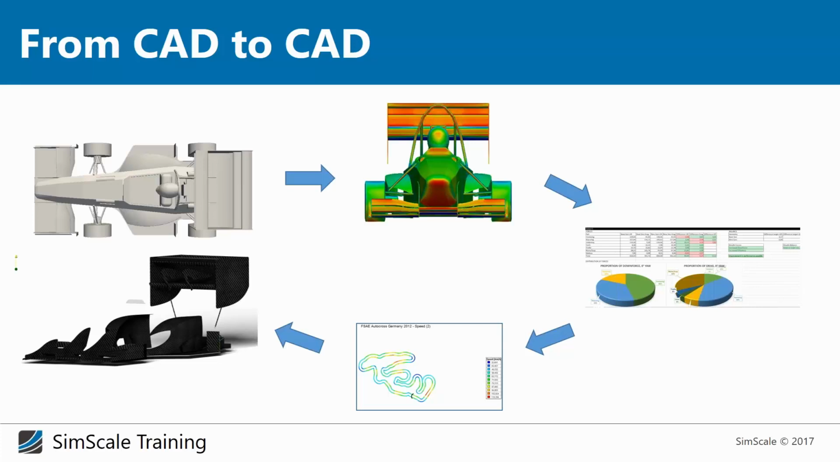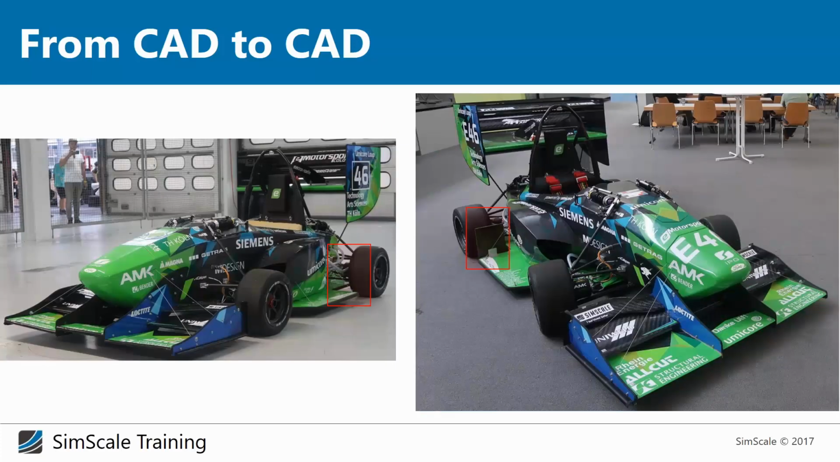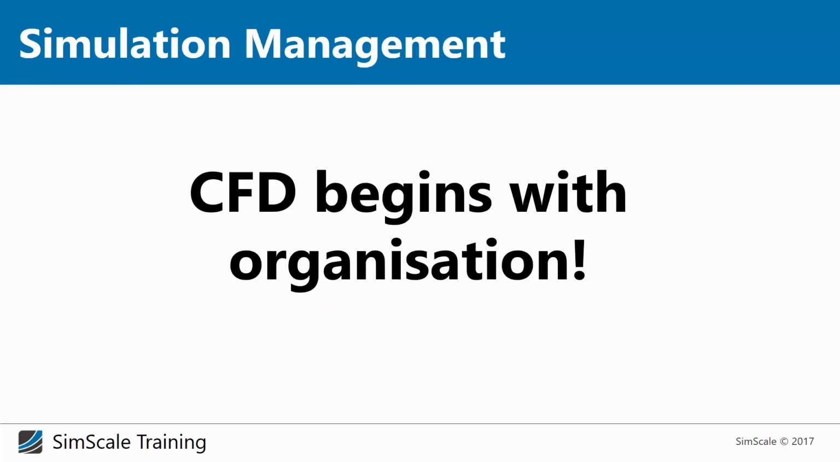And what would be a better example for that than our plate in front of the rear tire? It was an update before the Formula Student Spain, and in Spain I had to answer nearly every day the question, why do you have that big plate on your car? I just thought this might be the perfect example because I will show you what this plate is doing. So the first big thing is that CFD begins with organization.